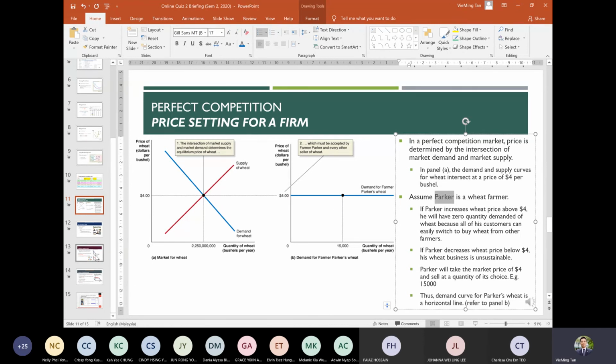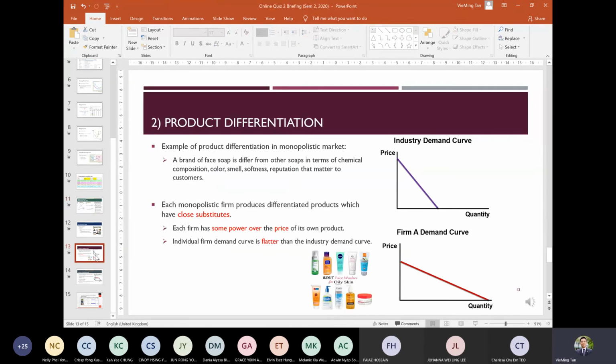Then how about monopolistic competition? Monopolistic competition also has many firms, but the firm can differentiate the product, based on color, quality, brand name, all this. So as a result, the demand curve for each individual firm is very elastic, because the consumer can easily switch to other firms for substitute products. Even though it's not a perfect substitute, it can be substituted easily by other firms' products. So for the individual firm of the monopolistic market, the demand curve is elastic.